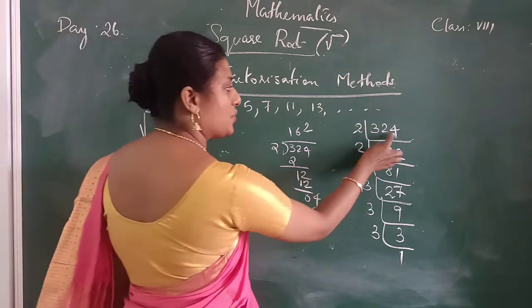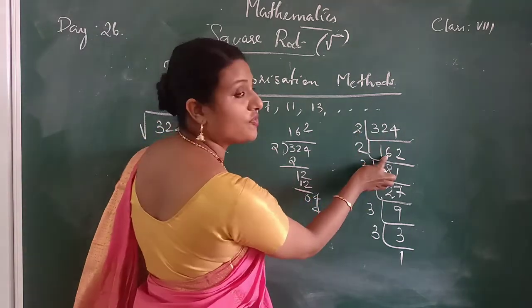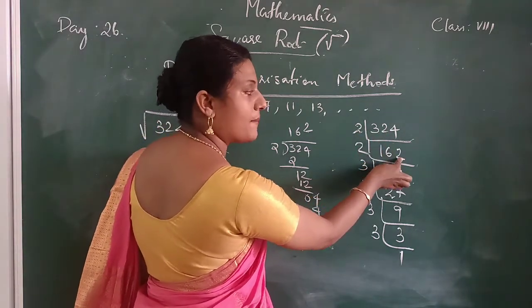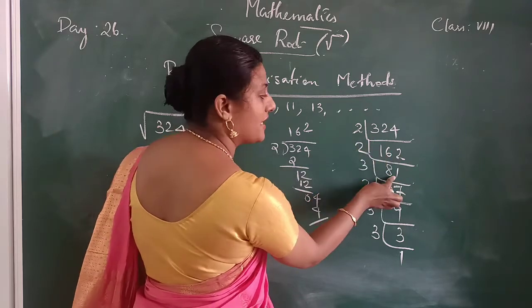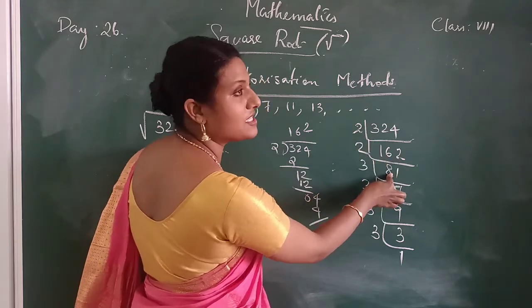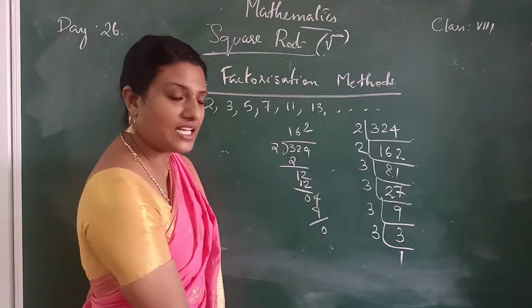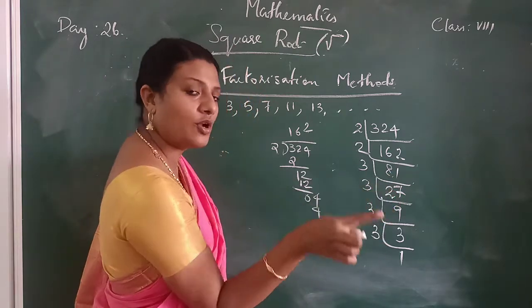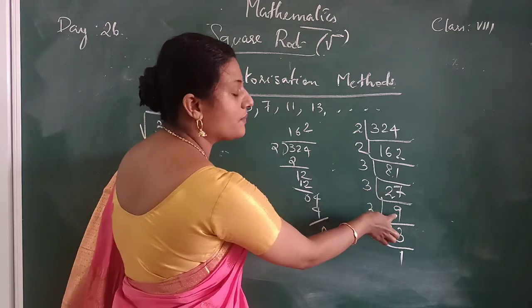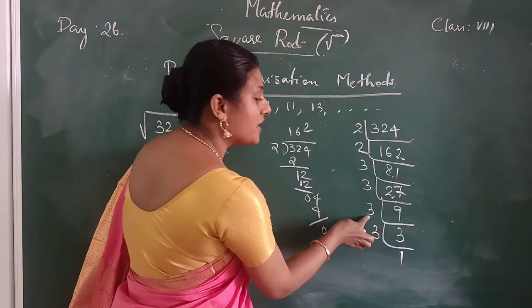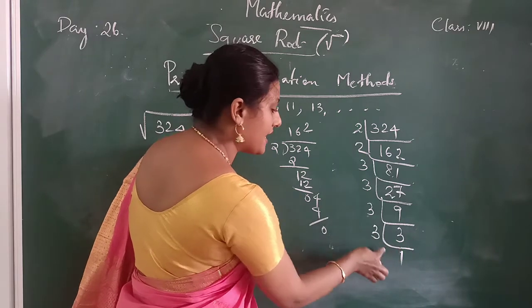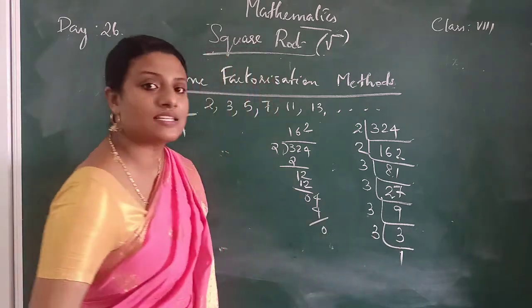Understood? Dividing 324 by 2, you got 162. Even number, so divided by 2 you get 81. 81 is a multiple of 3, so dividing 81 by 3, you got 27. Again 27 is a multiple of 3, so dividing 27 by 3 you got 9. Dividing 9 again by 3, you got 3. Again you divide by 3, you got the answer 1.